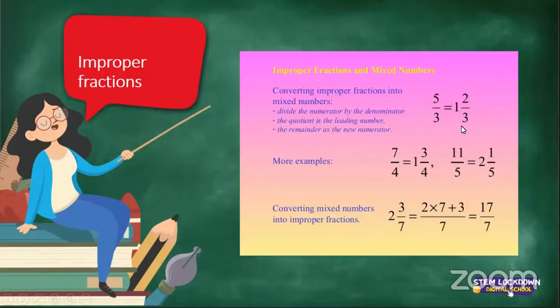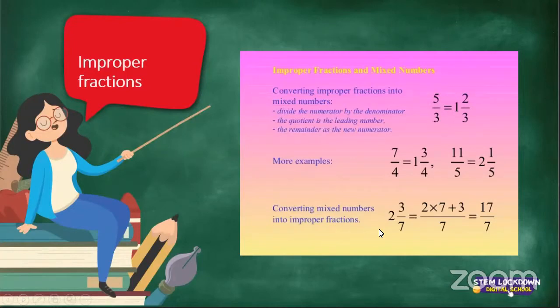Here's another one, 11 over 5. You ask yourself, how many times does 5 go into 11? It goes 2 times, because 5 times 2 is 10. So what is the remainder? It will be 1. So you write 2 as the whole number, and you write 1, which is the remainder, as your new numerator over 5. That's how you convert improper fractions to mixed numbers.